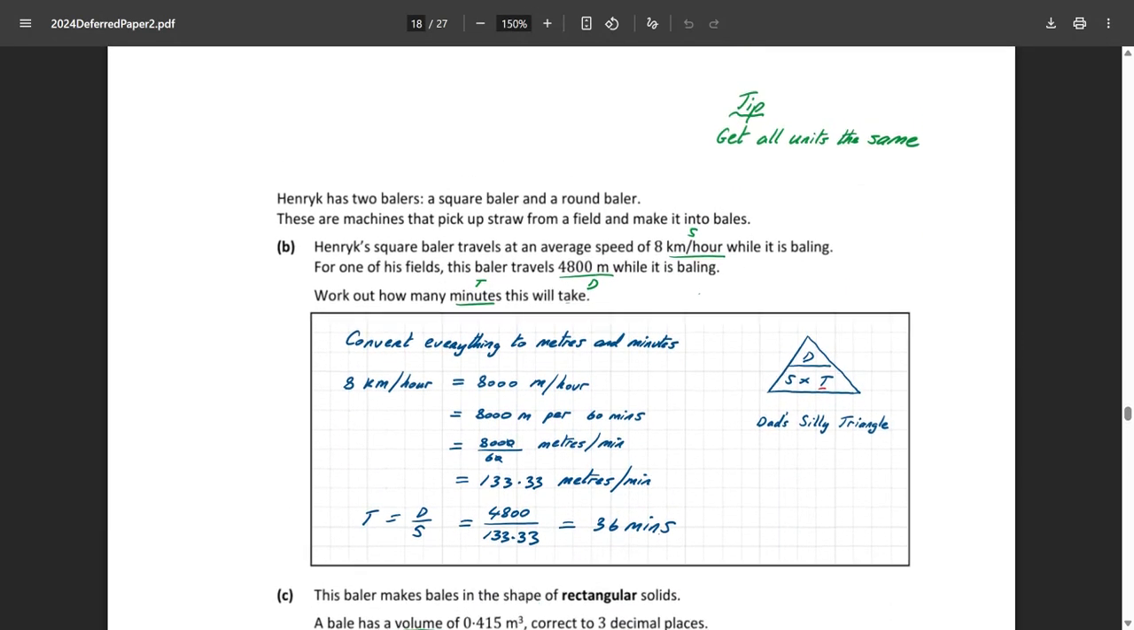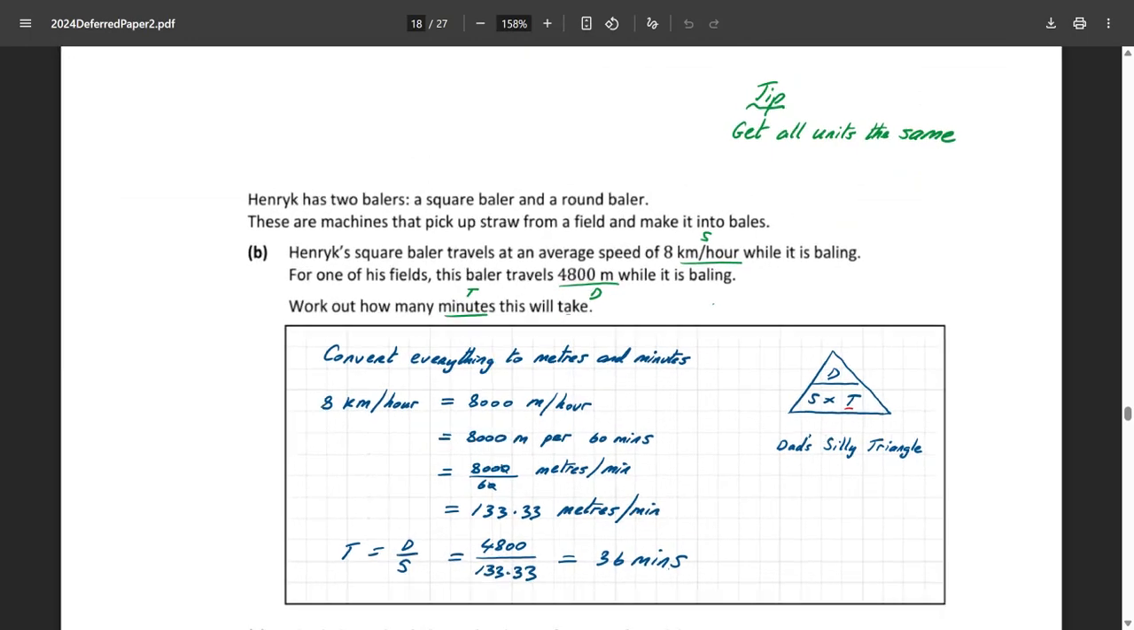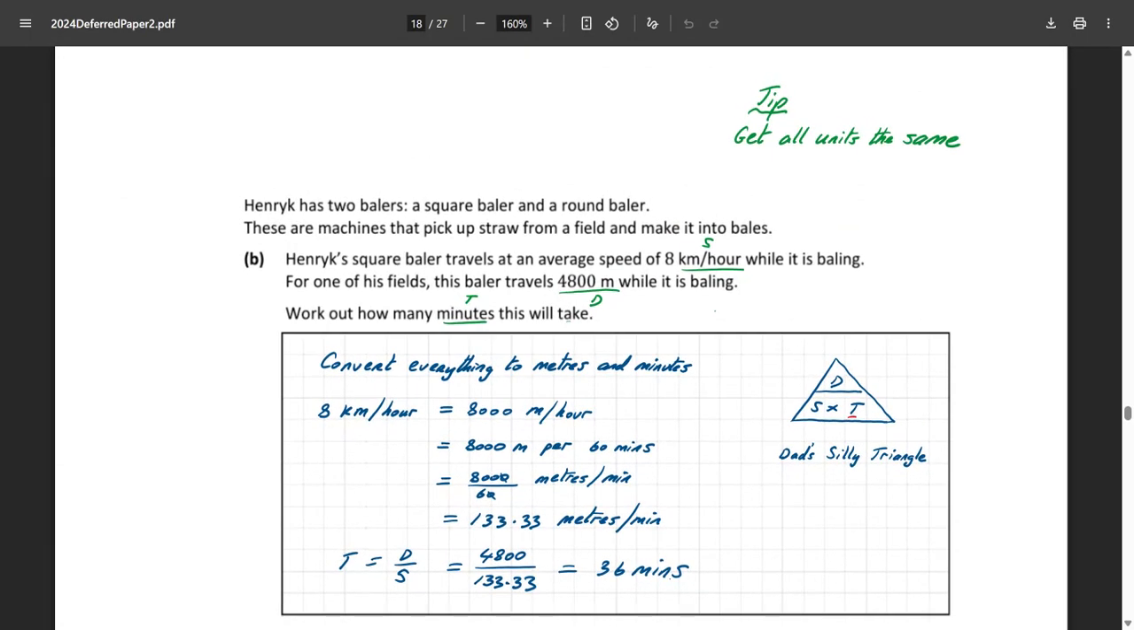Now, part B is on something different. It's basically, this guy has two balers, a square baler and a round baler. So these machines make bales, they make square bales. So a lot of context in English there to get through, but when you get to the maths of it, it's just basically, the numbers down here is what we're interested in.